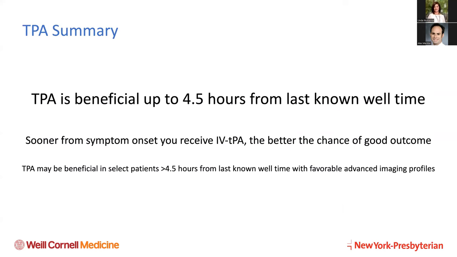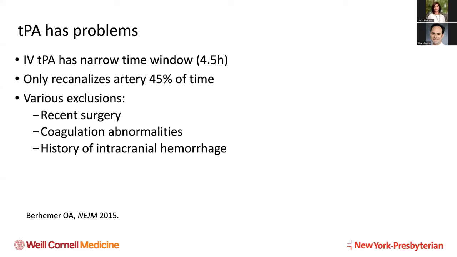So the summary of TPA is that TPA is beneficial up to 4.5 hours from last known well time. The sooner from symptom onset to receiving TPA, the better the chance of a good outcome. And that TPA may be beneficial in select patients beyond 4.5 hours of last known well time with favorable advanced imaging profiles. But what's the problem?